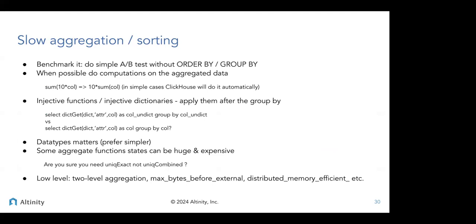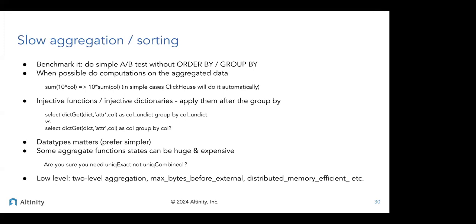Sometimes the problems can be not about the amount of data you read, but about what you do with that data. For example, it can be slow aggregations or slow sorting. One way of testing if it's really the problem is to do an A/B test. Let's just remove the order by from the query, and we'll see how much faster it becomes. You can do very similar things with group by.